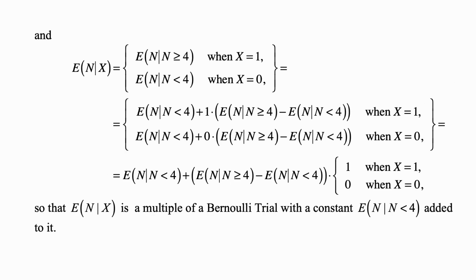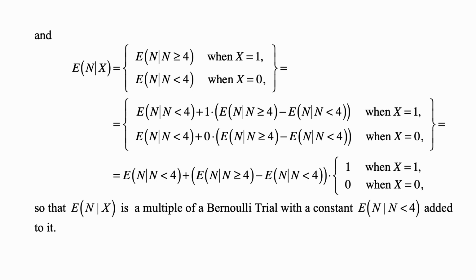And the expected value of n given x is the expected value of n given that n is greater than or equal to 4 when x is 1, or the expected value of n given that n is less than 4 when x is 0. And we can rewrite this as the expected value of n given that n is less than 4, plus x times the difference between the expected value of n given that n is greater than or equal to 4 and the expected value of n given that n is less than 4.